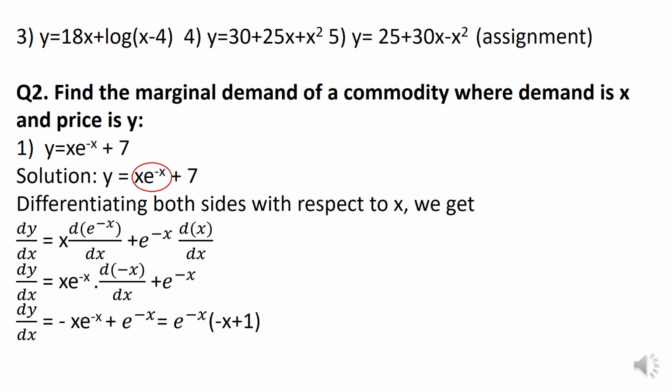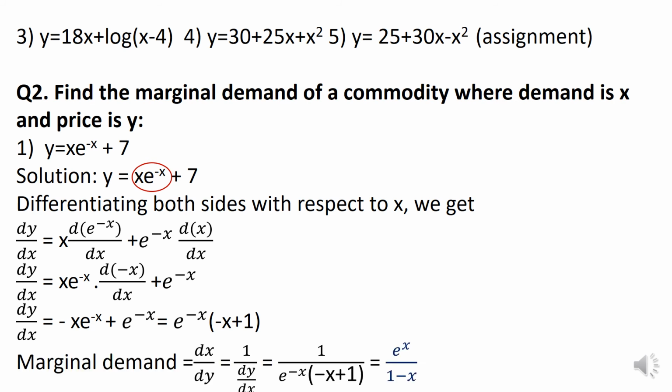Then in the next step, now the derivative of minus x is minus 1. So thus we put a minus sign in the beginning and the remaining answer remains the same. We simplify it by taking e raised to minus x common. Inside the bracket we get minus x plus 1.